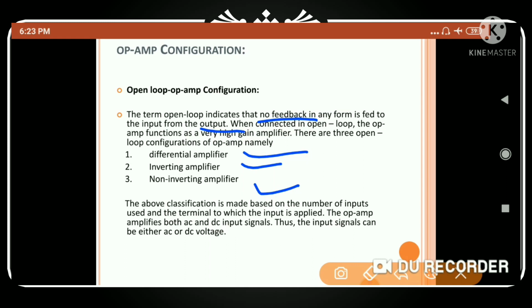Differential, you know that. What is differential? Two inputs should be given, means the input should be in the form of a difference. Inverting means we have to give the input to the inverting terminal. Non-inverting means we have to give the input to the non-inverting terminal. Non-inverting must be positive, inverting must be negative. If you give an input here, this is non-inverting. If you give an input here, this is inverting. Differential means we have to give both the inputs like this. This is the differential amplifier.